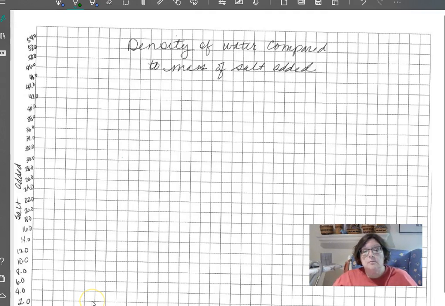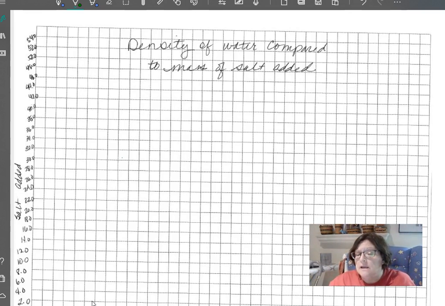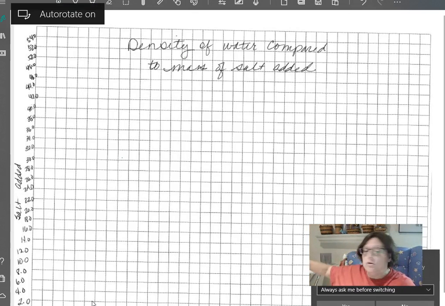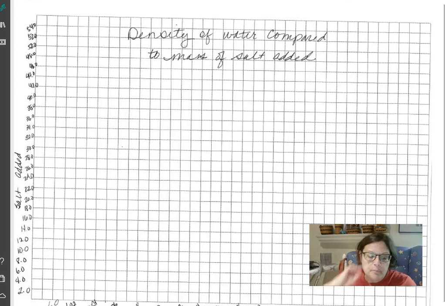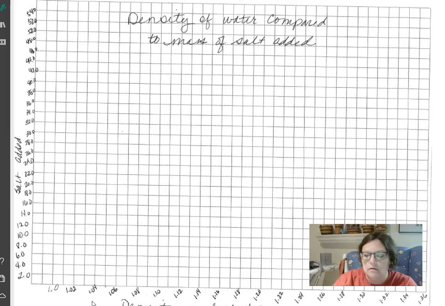All right, so I'm going to show you how we're going to graph this. Keep in mind, I have the advantage of making up my own data. I know what it's supposed to be like. Yours may not quite work like this, and that is okay. So we have a nice little data table here.